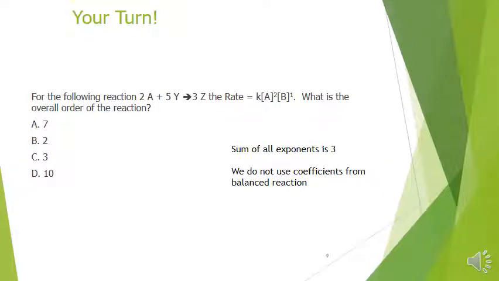Okay, for the following reaction, 2A plus 5Y yields 3Z, the rate is 2A plus, so this should be a Y. What is the overall rate of the reaction? Don't look at the coefficients. So it's 2 plus 1, which is 3.